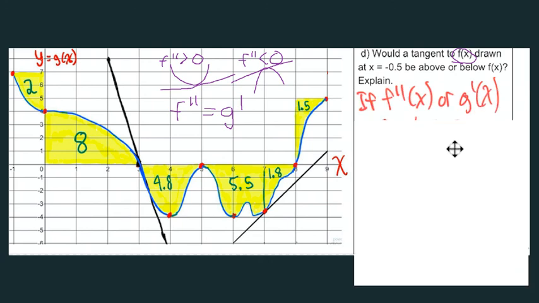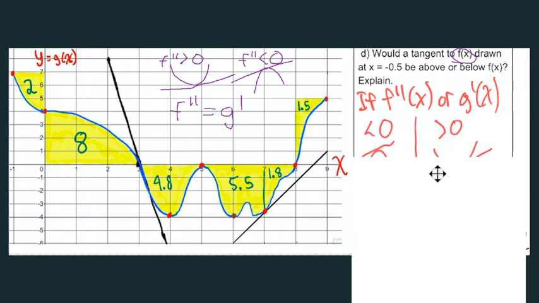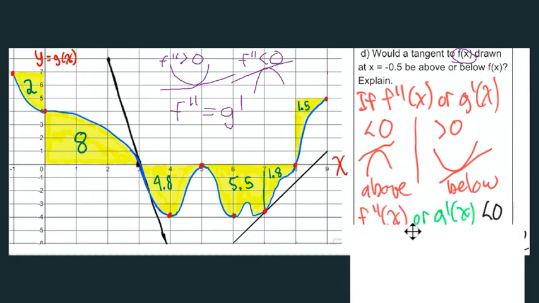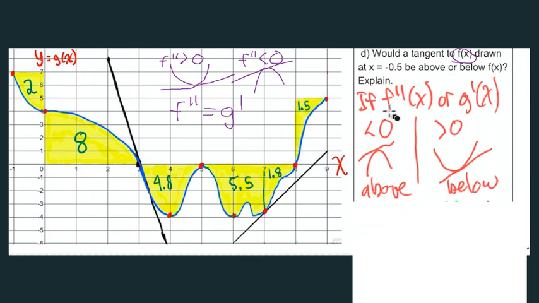I've put them together here, f double prime of x, which is the same thing as g prime of x. So here are our two scenarios. If it's less than 0, then it's above. If it's greater than 0, it's below. How do we figure it out? So I've got to go over here to the graph at x equals -0.5. That's -1, that's 0.